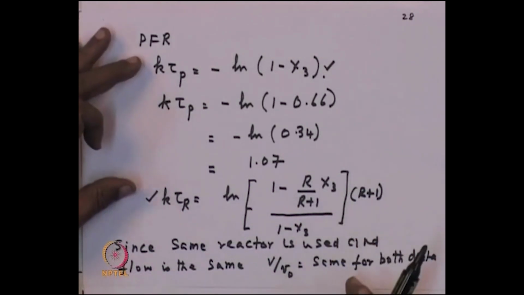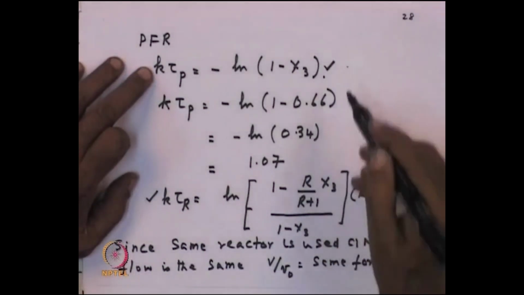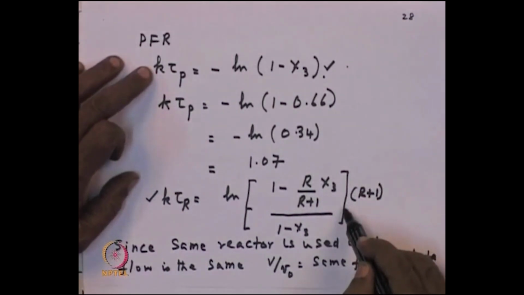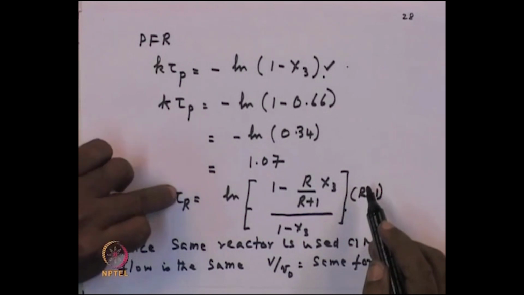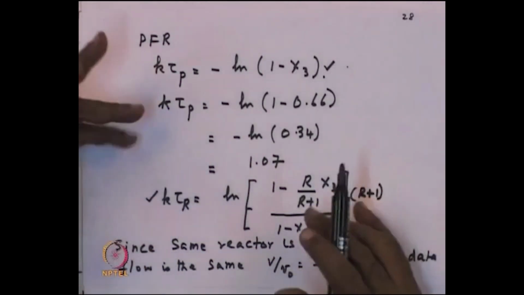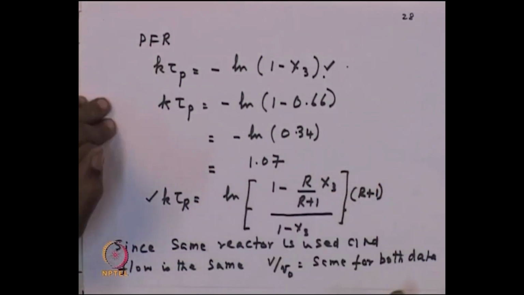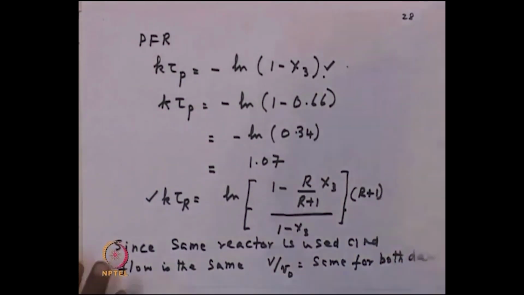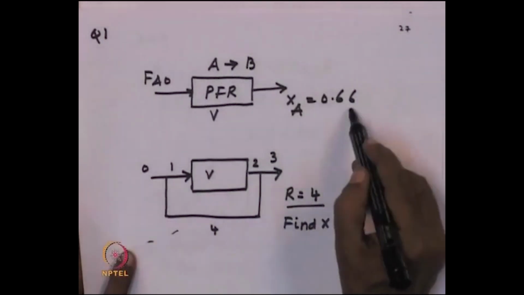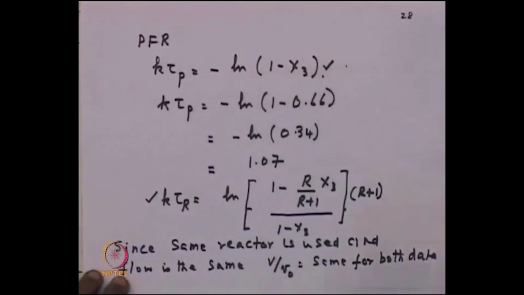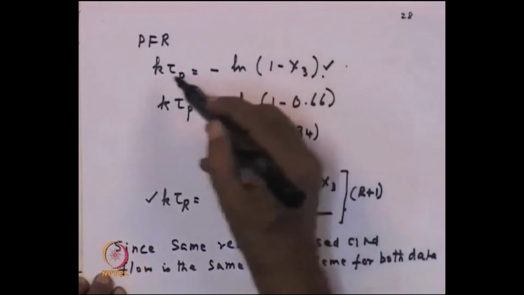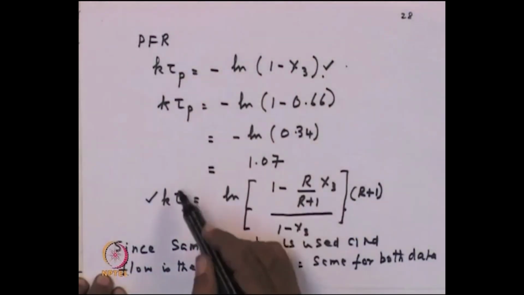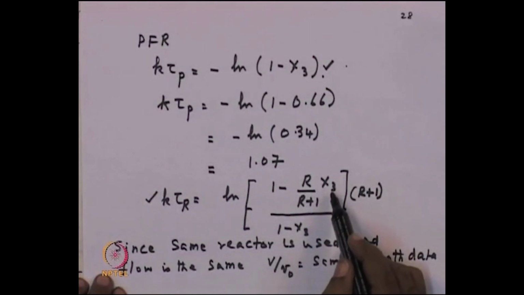So, what are we saying now? The same reactor you are using with a recycle of 4, which means tau p equal to tau r. Same reactor you are using as a recycle, tau p equal to tau r. So, in this exercise x a, meaning x3, is given as 0.66, you can find out k tau p, which if you plug in here, you will be able to find out the conversion.